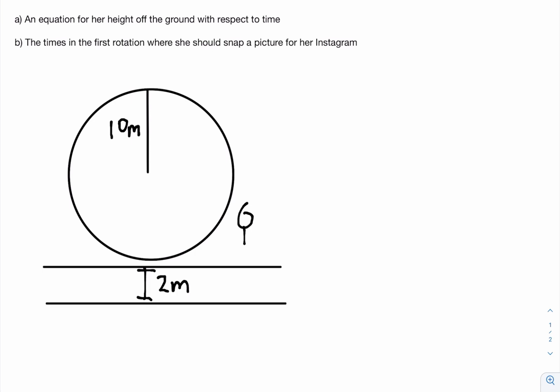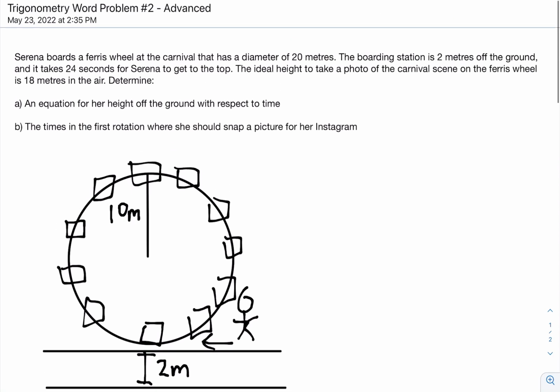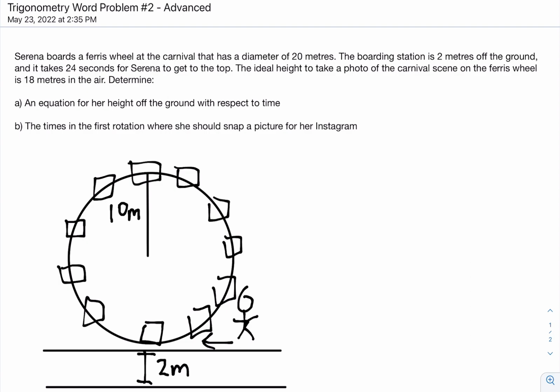And then this is Serena right here. I know it's a great drawing. So she's walking up to the boarding station. This is where the first seat is. Second seat, third seat. There's seats everywhere along this Ferris wheel here. This is the top. This keeps going around. Classic Ferris wheel, so the seats all around. She's boarding 2 meters off the ground, and it takes 24 seconds for her to get to the top. So from the boarding station to the top, this is going to take 24 seconds.